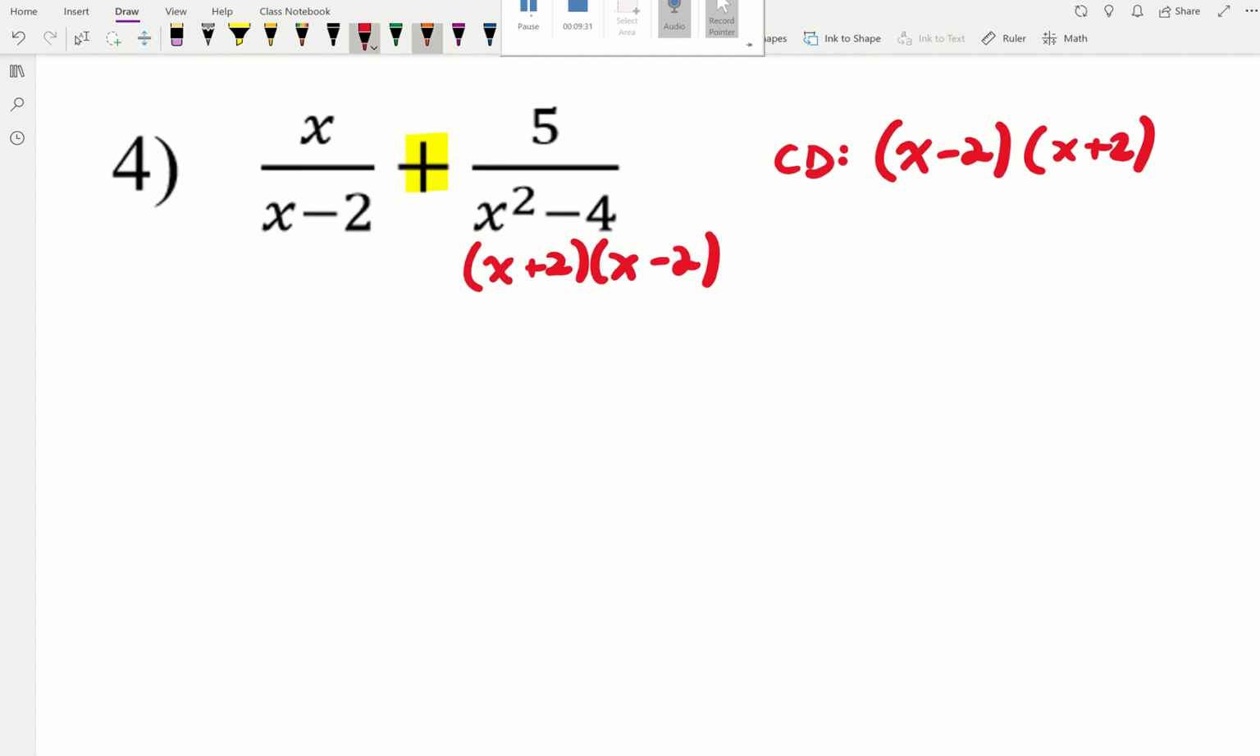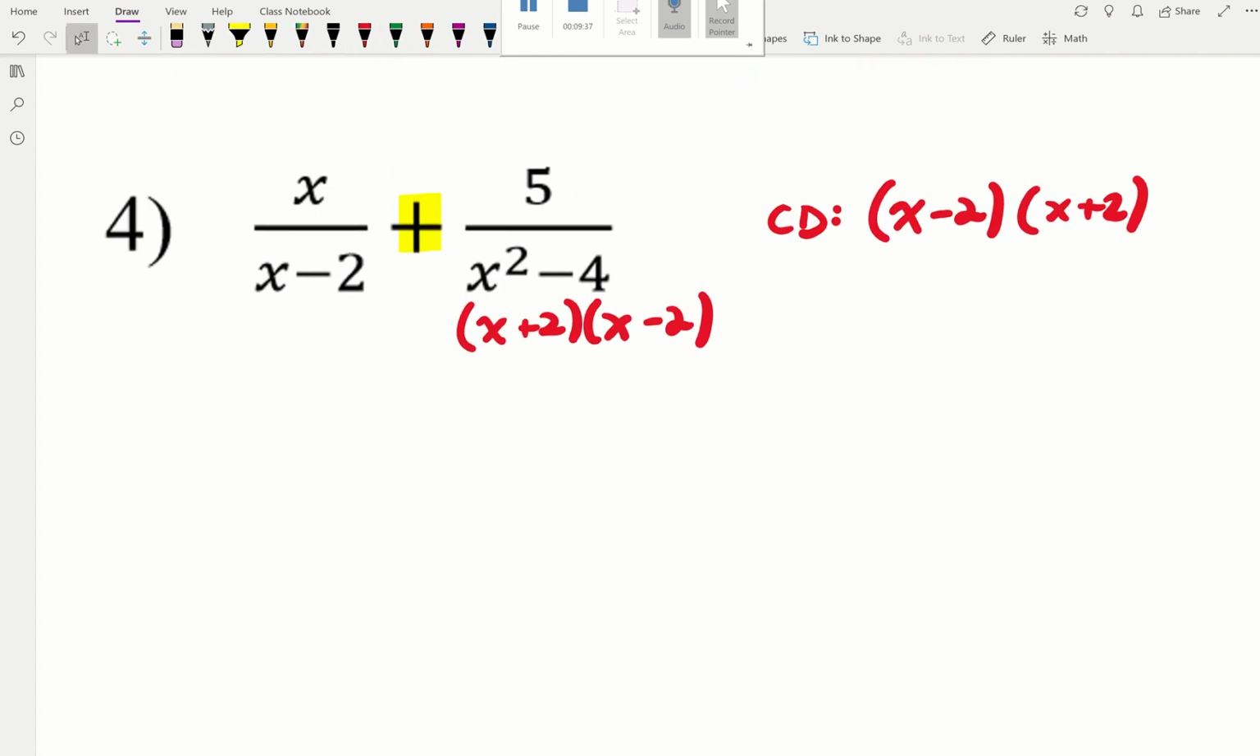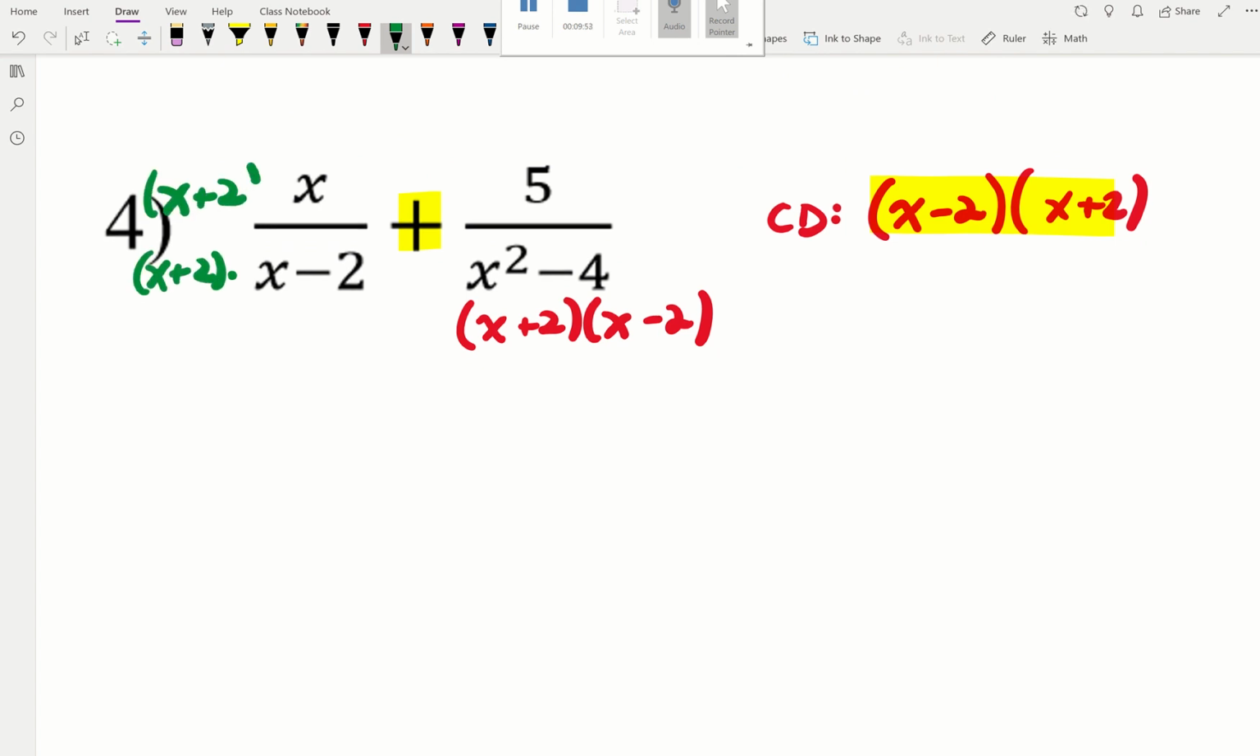So if we are going to be able to add these two fractions together, this common denominator is, whoops, I did not mean to cross that out. Sorry. The common denominator is going to need to be on the bottom of each fraction. So what we're missing here is the x plus 2. So we're going to multiply the top and bottom by x plus 2.